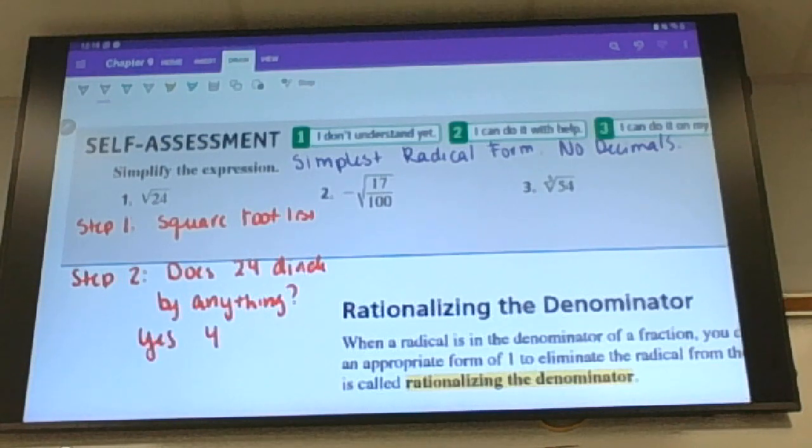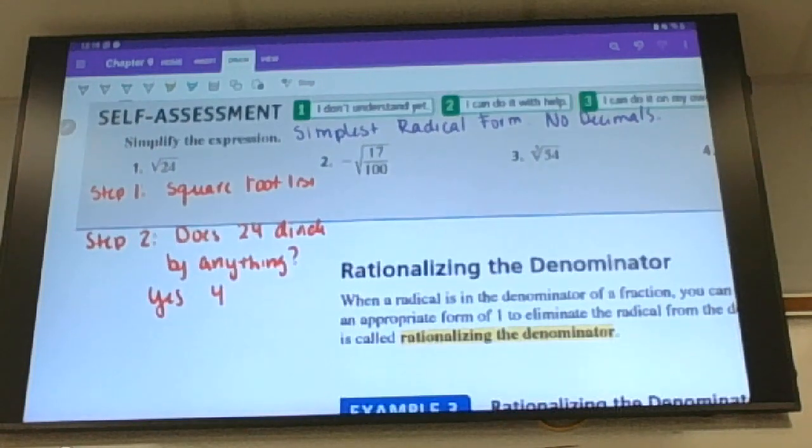Yes, 24 divides by 4. So I will rewrite 24 as the square root of 4 times the square root of 6. 24 is the same as 4 times 6. This can be really challenging if you just don't recall multiplication facts that well, and that's okay if that's you. You're just going to have to rely on a calculator.